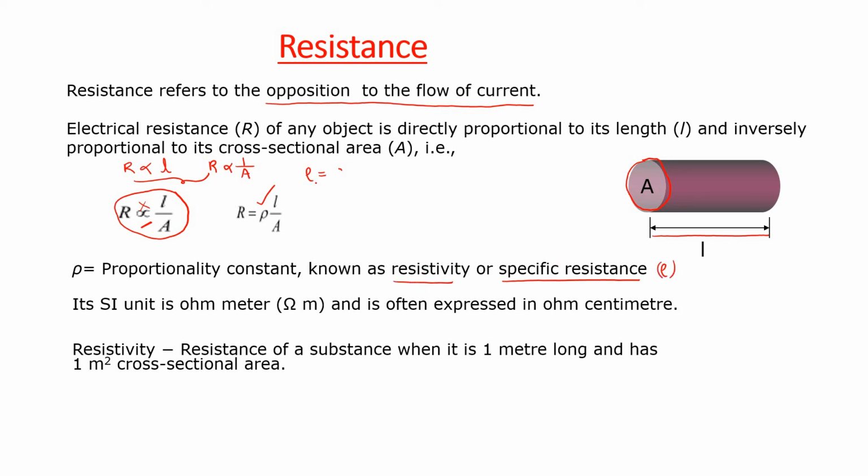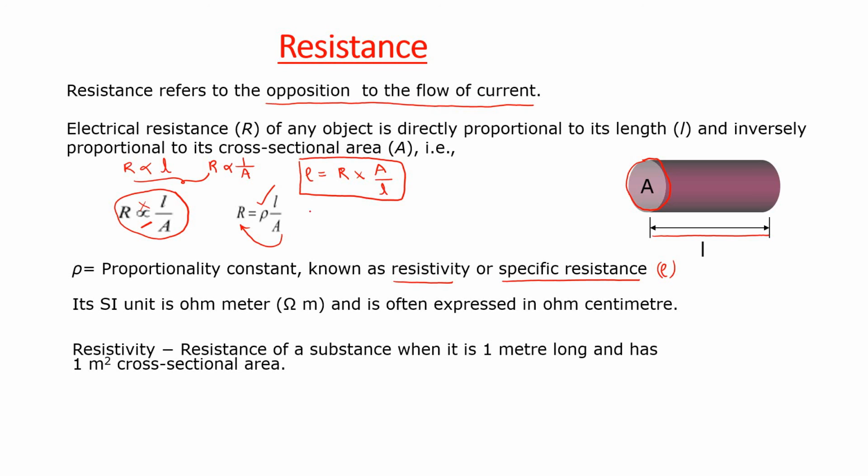Now rho is equal to what? Rho is equal to R, and sending the other term to the right-hand side, we get A by L. Rho equals R into A by L. This will be the formula for calculation of specific resistance or resistivity. R is for resistance, A is for area of cross section, L is for length.